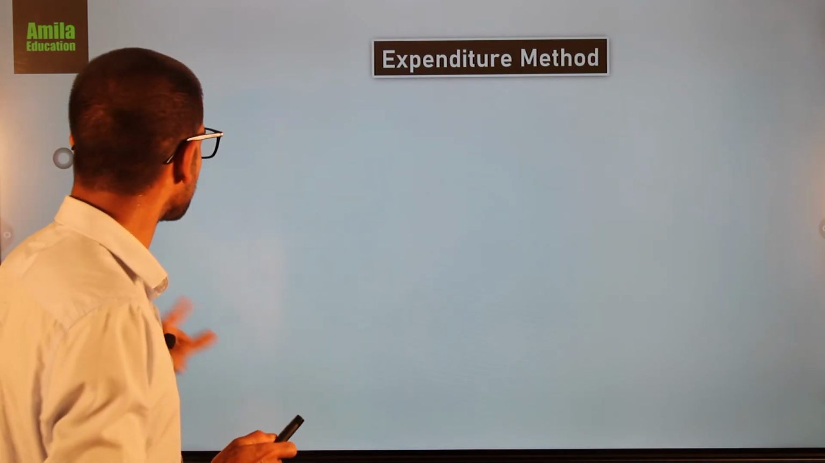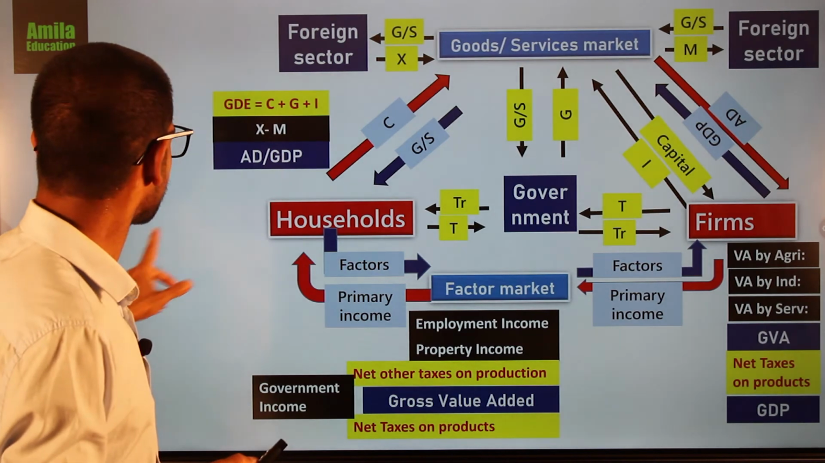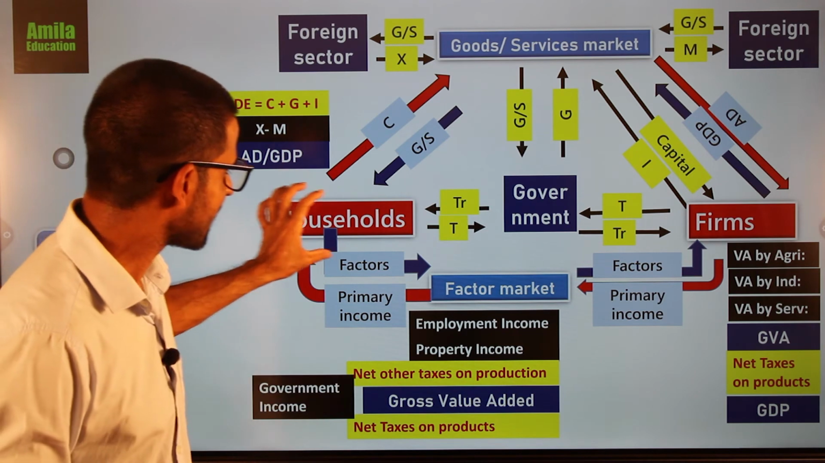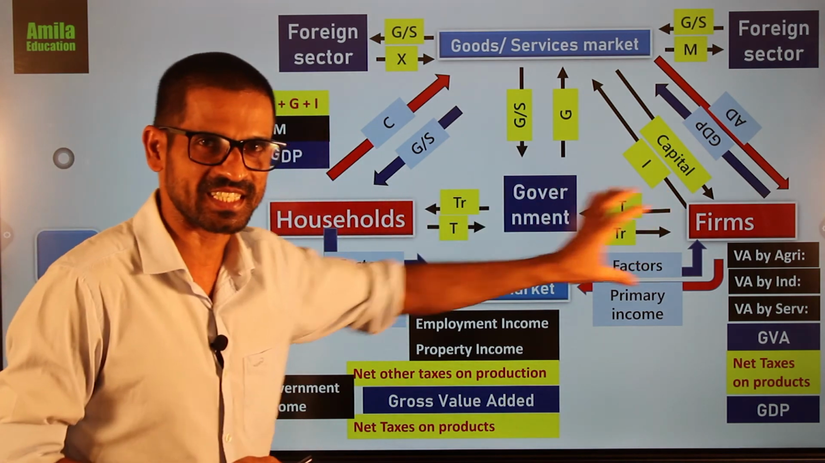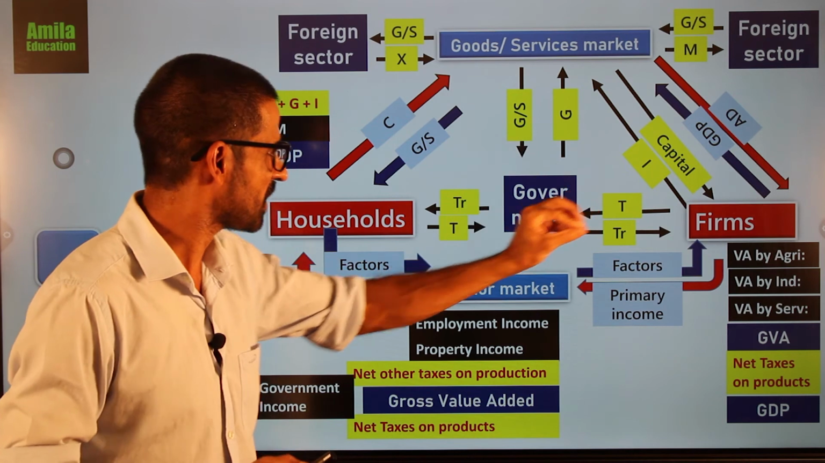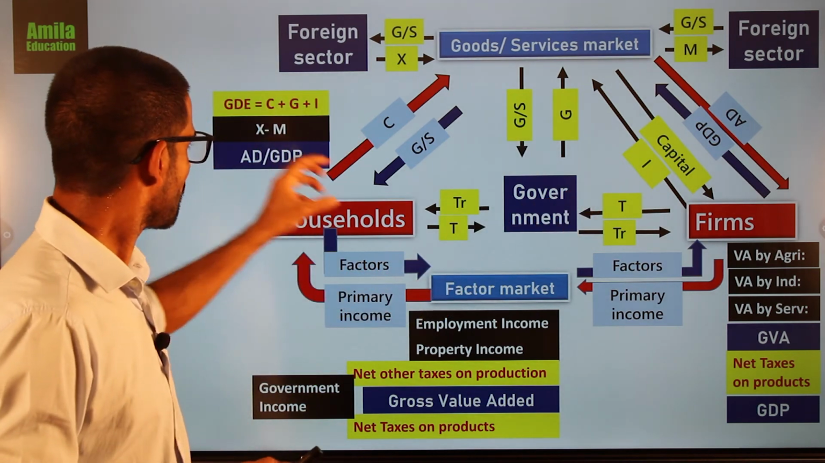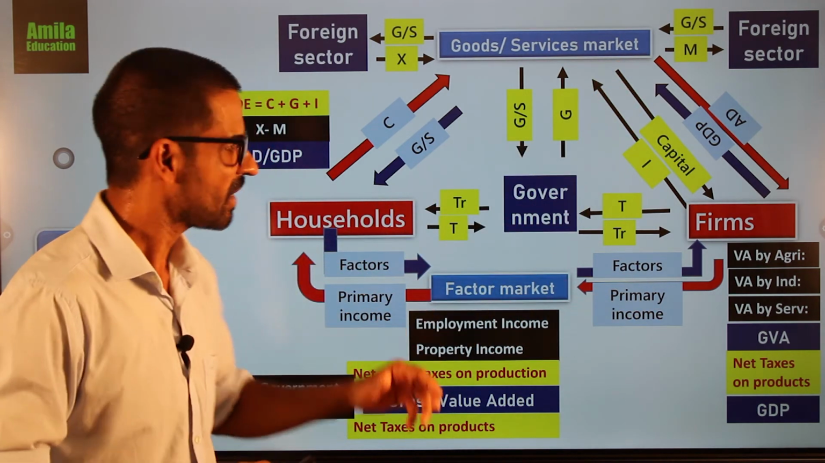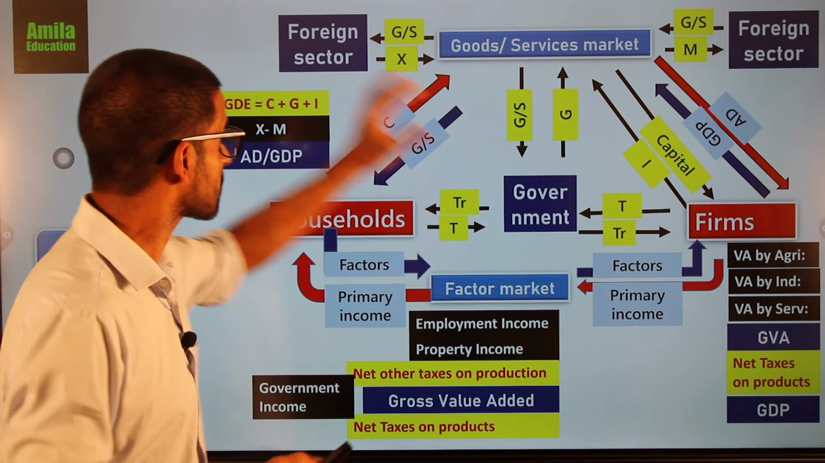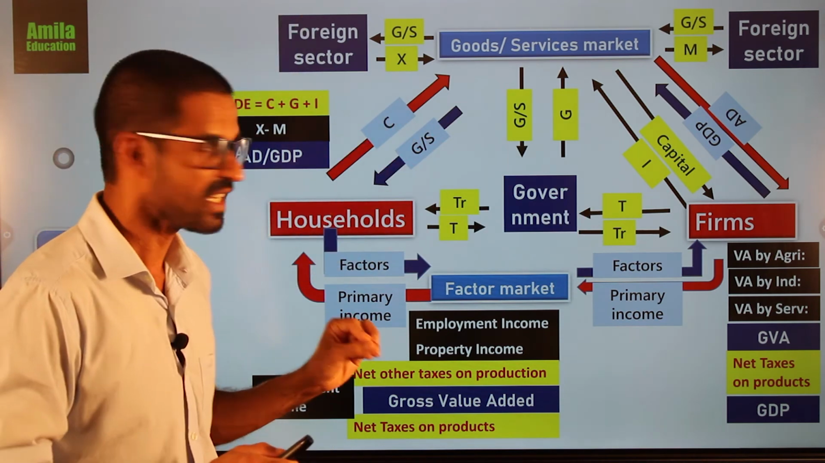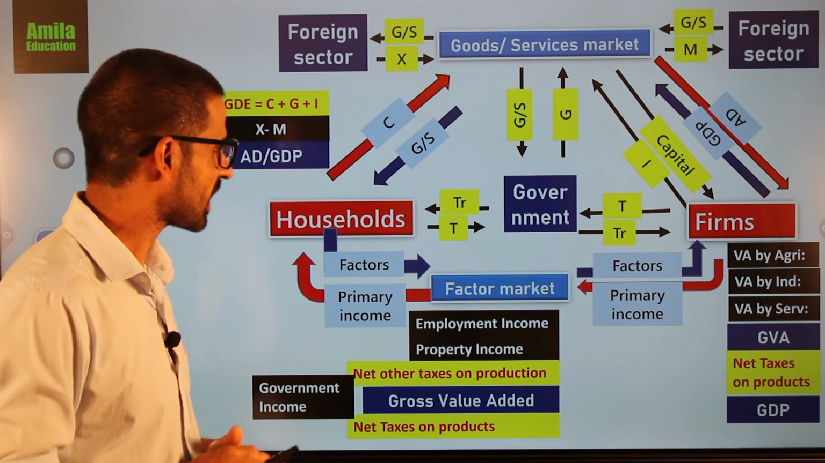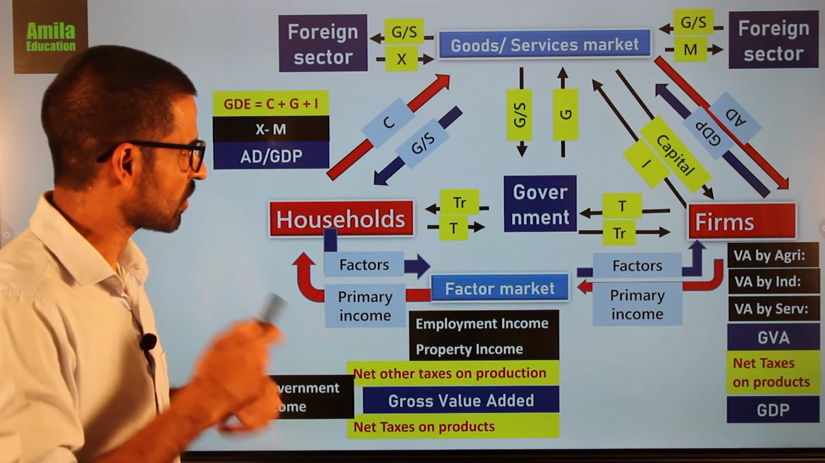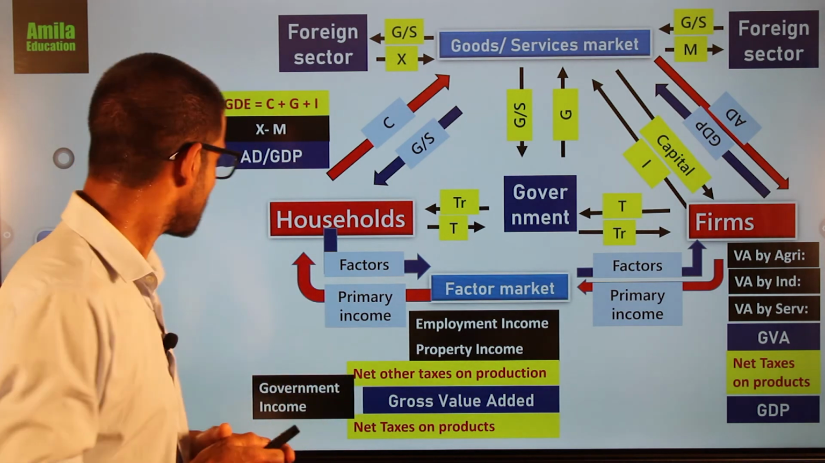In the expenditure method, what did you see? First you reach the gross domestic expenditure by adding the expenses of the domestic agents, households, government and firms, C plus G plus I. From this you deduct imports, because imports are not domestically produced goods, and part of domestically produced goods are exported, which is not included in GDE. So exports are added, imports are deducted. That's how you reach GDP. That is the expenditure method to calculate GDP.